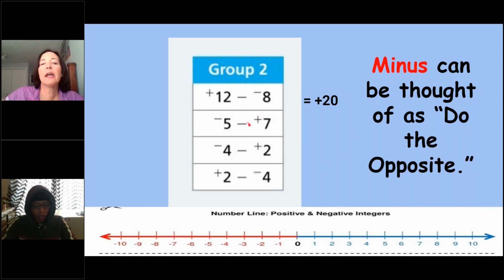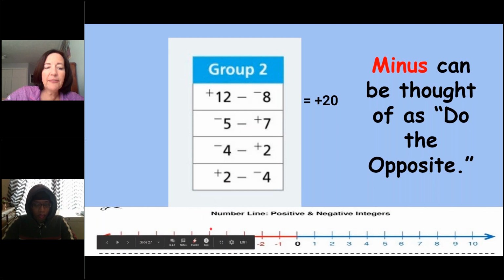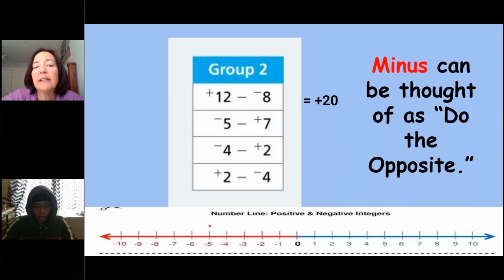This one's actually going to be on our number line. This is a good one for us to practice. We're at the -5, which would be right here. So -5, if I do the opposite of a +7, the opposite of a positive, do I go left or right?